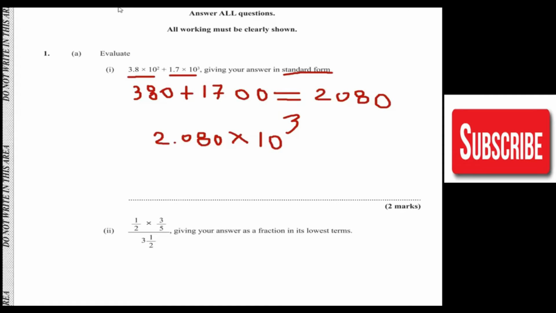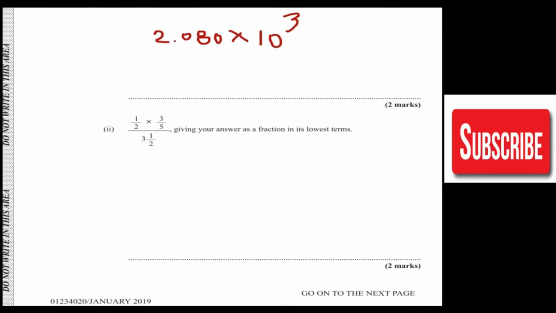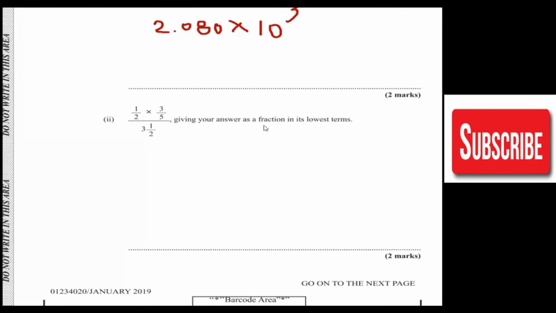Luckily for us, part 2 is fractions. It couldn't get any nicer. It says to give your answer as a fraction in its lowest term. First thing, always work out what's in the numerator first. So 1 times 3 is 3 over 2 times 5 is 10, and that is being divided by what's in the denominator. Now, the denominator is 3.5, and 3.5 as a mixed number is 7 over 2.